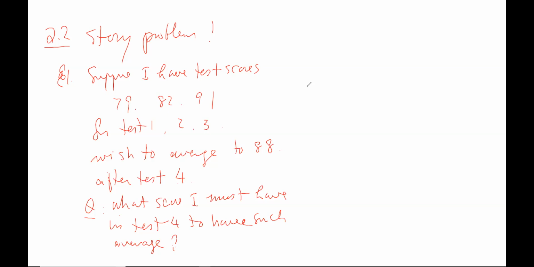Now for this one, everybody knows how to solve. So the standard way to solve a story problem is what? You need to have several steps. The first step is what? Set a variable. You have to set x to be the number you're trying to find, the test 4 score, in this case. That's the first one. And then use it to find an equation.